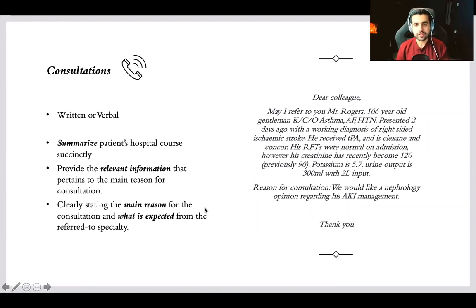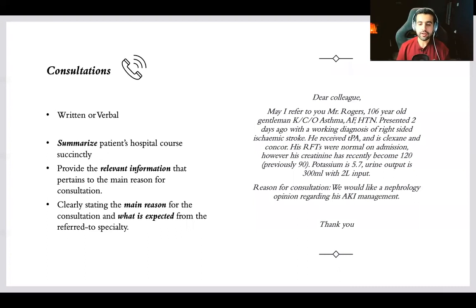So first you would say, "Dear colleague," which is just very polite. "May I refer to you Mr. Rogers?" And then you give them the past medical history. He presented with a working diagnosis of right-sided ischemic stroke. Then you tell them what happened very briefly, and then you give them the important details.